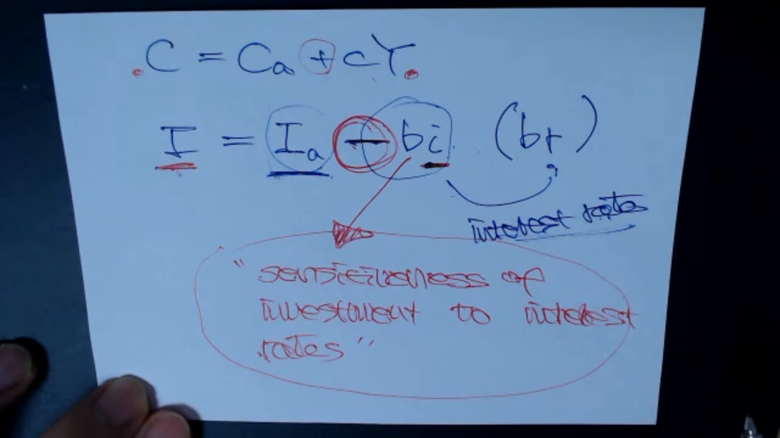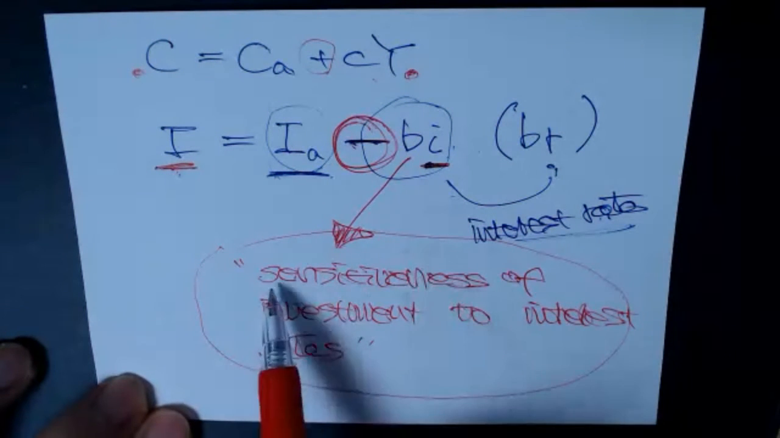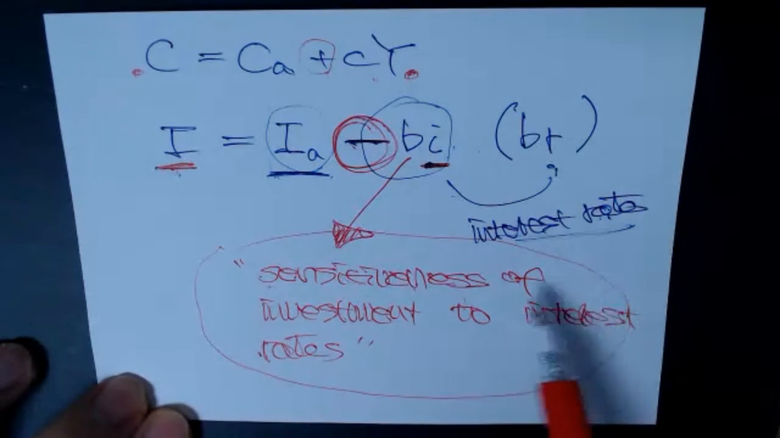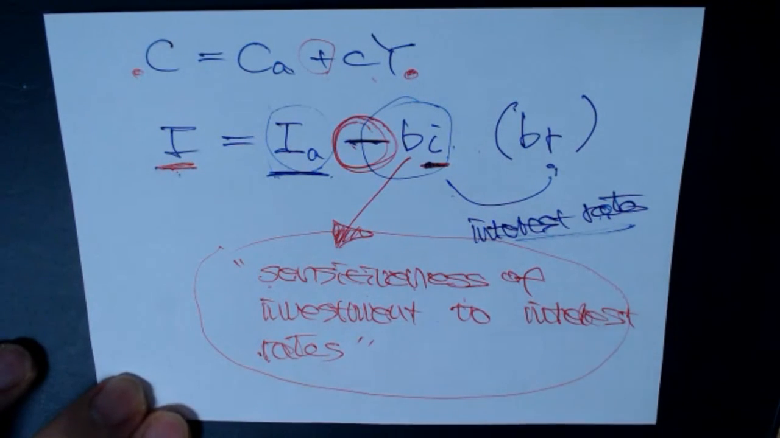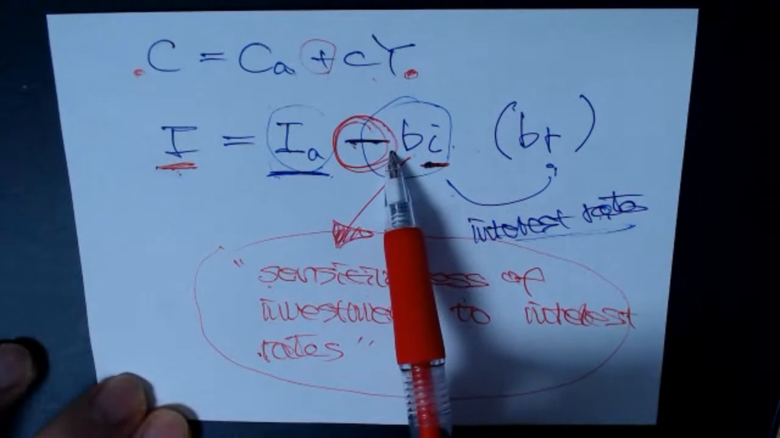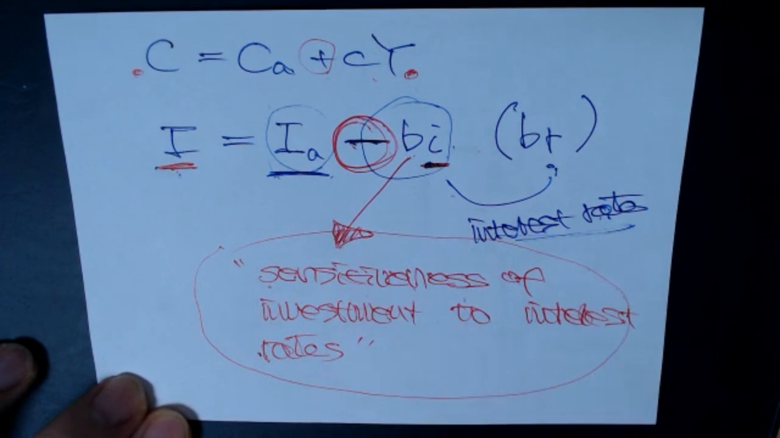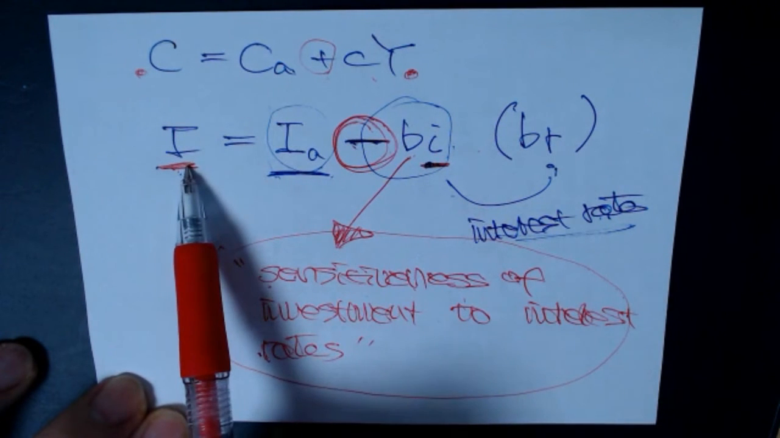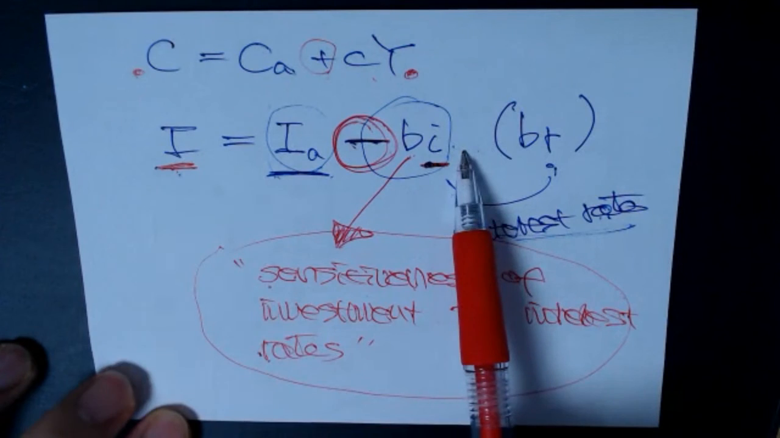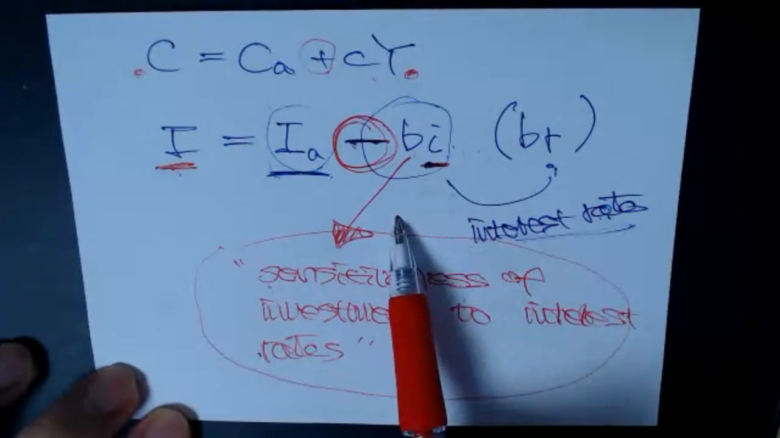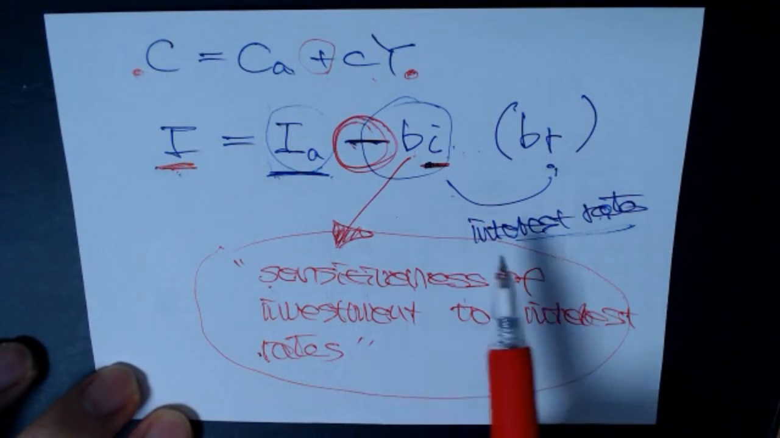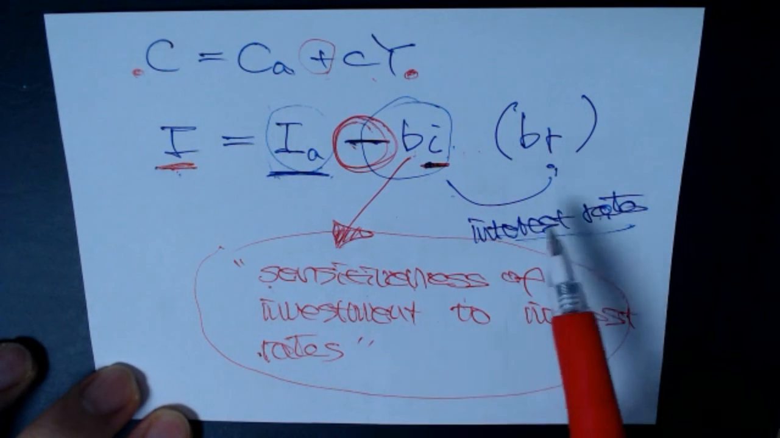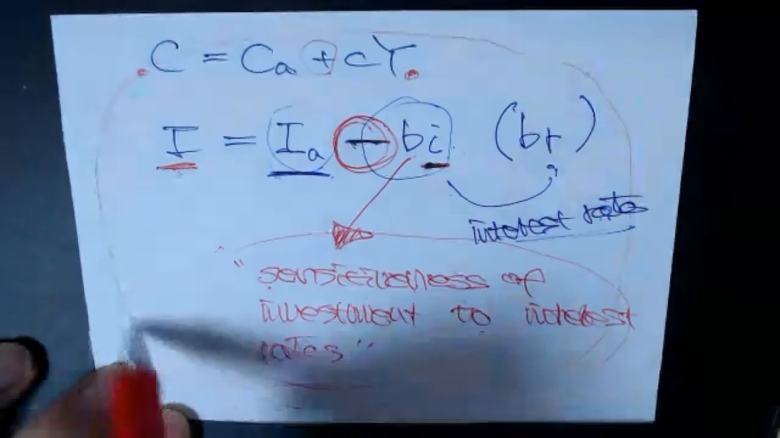I think there's no difference. So the sensitiveness of investment to interest rate, or how sensitive investment is to interest rate, is represented by B. The greater the size of B, the more sensitive investment is to interest rate change. If B is small, then investment is insensitive to interest rate change. So you can think in this way.